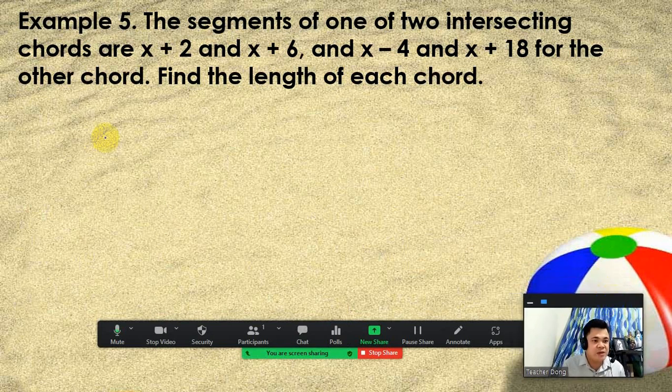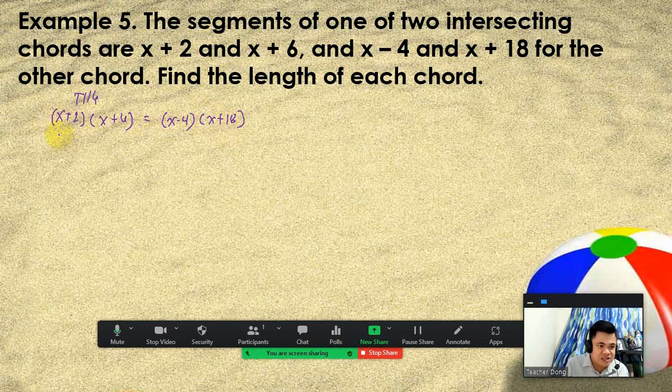So we are talking about two chords that are intersecting inside the circle. So therefore, we will be using Theorem 116, or the chord power theorem. As you can see, for the length of the first chord, we will multiply portion times portion. So x plus 2 times x plus 6 for the first chord, and for the other chord, we have x minus 4 times x plus 18. As you can see, we are multiplying two binomials in the two sides of the equation. So we will just be using the FOIL method here to easily solve.